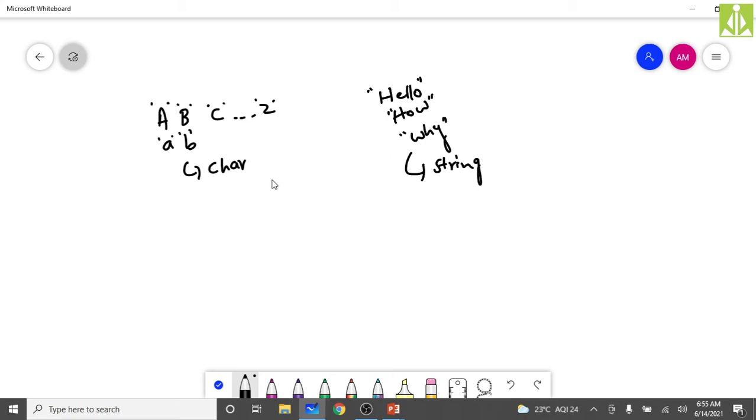Okay. In detail we will discuss, but for now you just remember how data is different. I mean, from one to another, how the data is different. So this data is different and this data is different. Here we are having only single characters, but over here we are having sequence of characters.